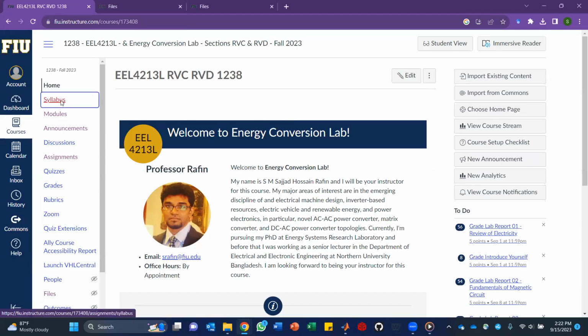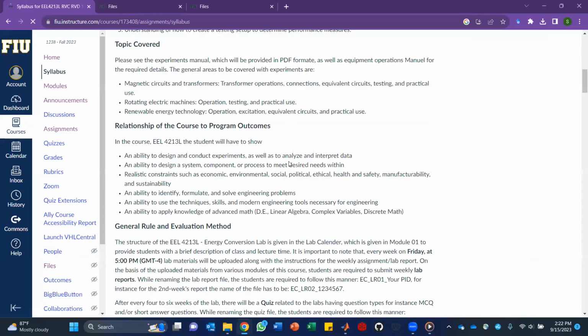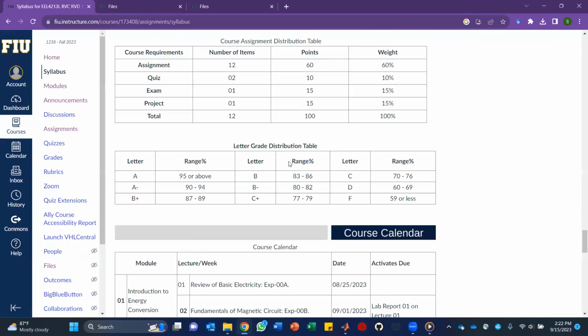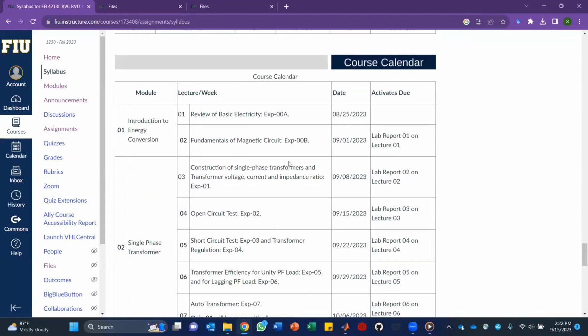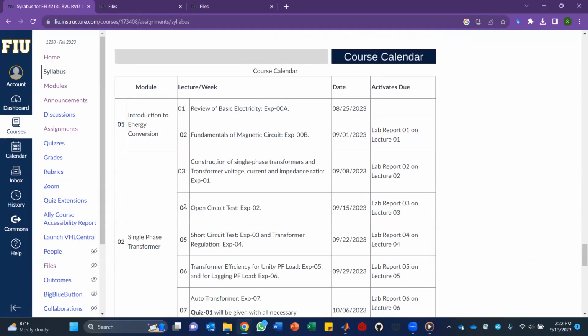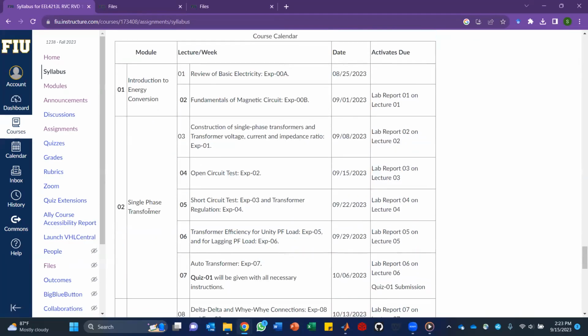So let's go to the syllabus and see where we are now. We're at lecture 4, which is open circuit test. We have covered module 1, lecture 1 and 2. We're done, and in module 2 we have done experiment 1. Now, today we're going to do experiment number 2, which is open circuit test.